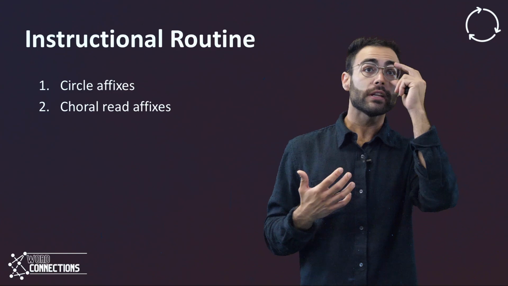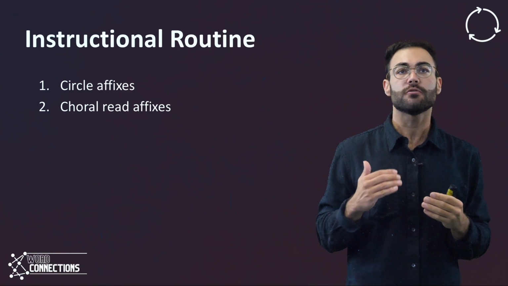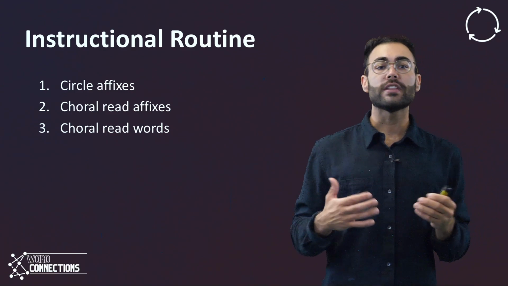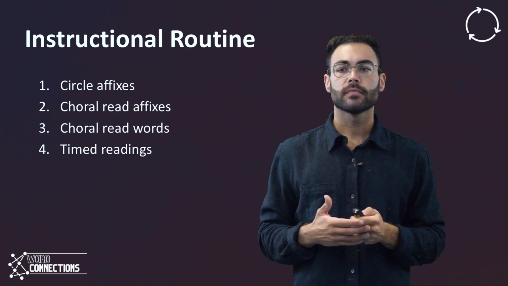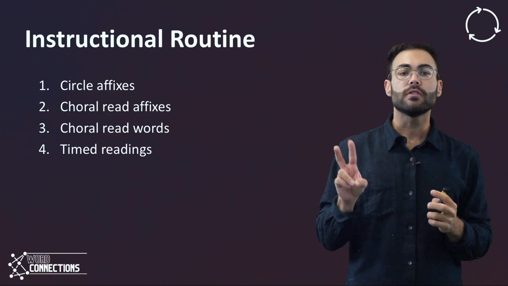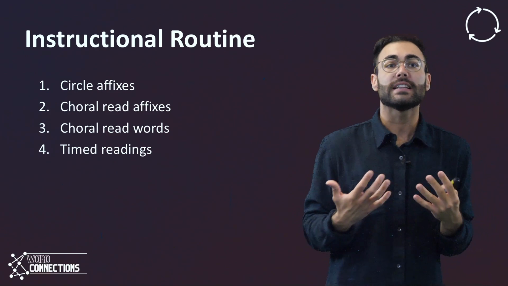Next, students are going to chorally read the circled affixes within each Beat the Clock list. Next, the teacher and the students are going to read the whole words aloud together. And then we have timed readings. So each student is given 2 opportunities to read the list of words.